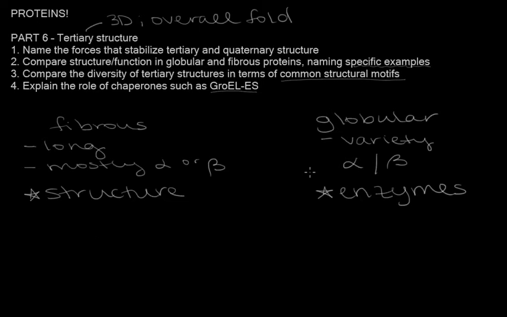Okay, examples of fibrous proteins include the keratins. So keratins are found pretty ubiquitously throughout your body, and these come in two different forms. The alpha keratins are mostly alpha helices. The beta keratins are mostly beta strands.